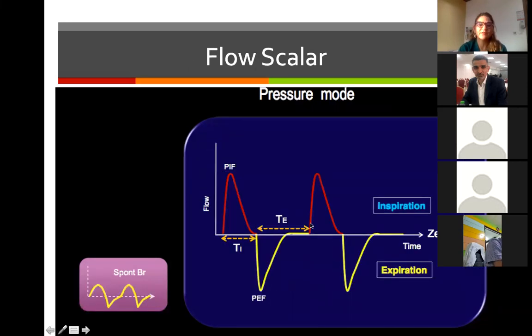And the flow scalar, as I said, will have positive as well as negative. So there will be flow which will increase till it reaches the peak inspiratory flow. And then it will start coming down until it reaches 0. This is the inspiratory time. And then it will go to the negative deflection, that is the peak expiratory flow. And then it comes back to 0 till the next inspiration starts. And this much time is the expiratory time. So all the positive deflection is the inspiration, and this is the expiration, and this is the 0 flow.